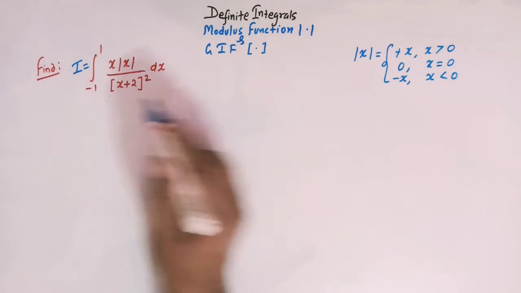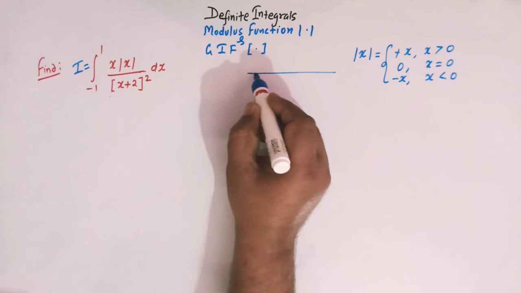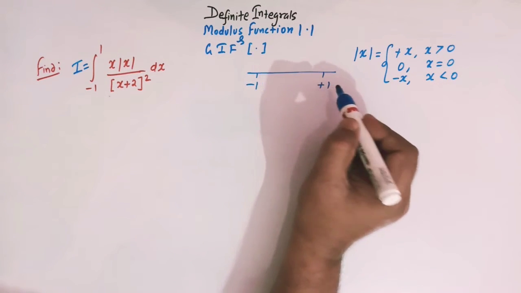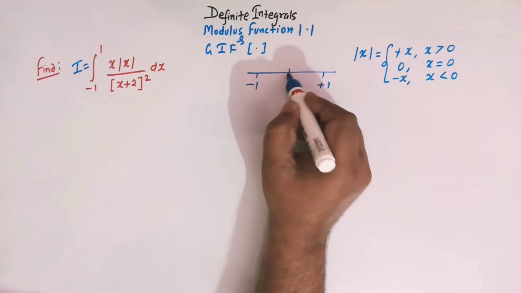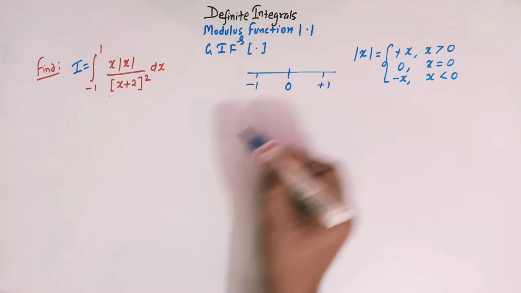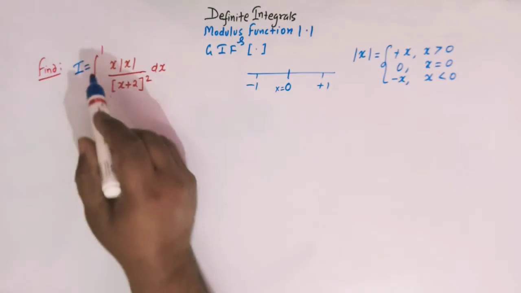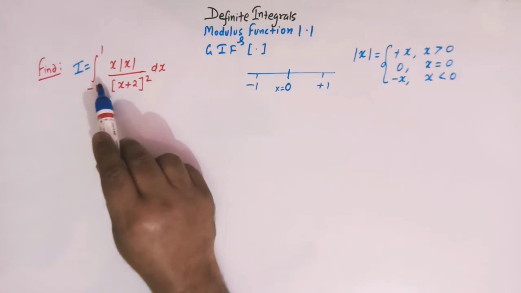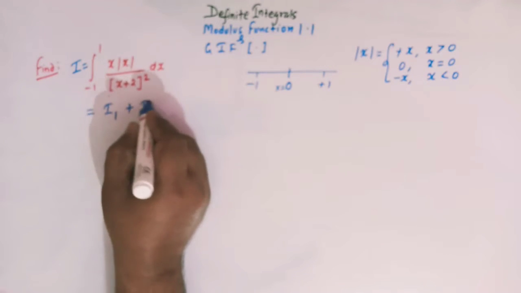And if we see the limits, here we have the lower limit as -1 and the upper limit as +1, right? And between -1 and 1 we have the integer 0, right? So this point, that is x is equal to 0, is the point where we will break this integral as a sum of two integrals, right? That is I1 plus I2, right?